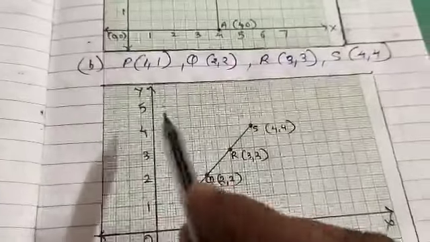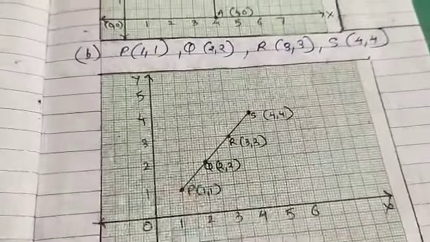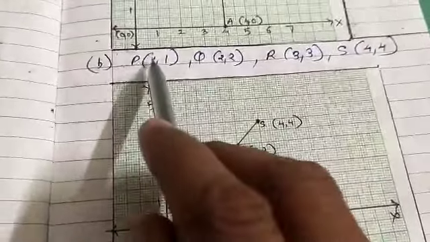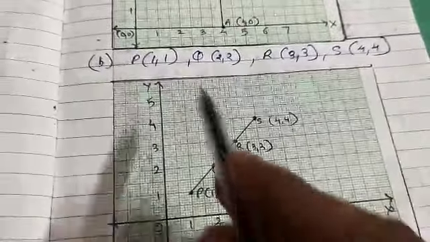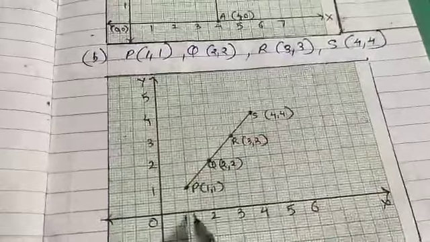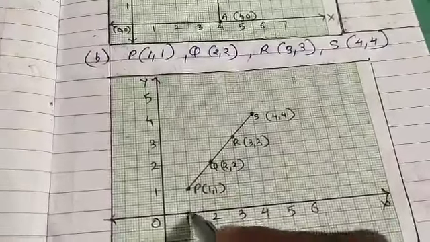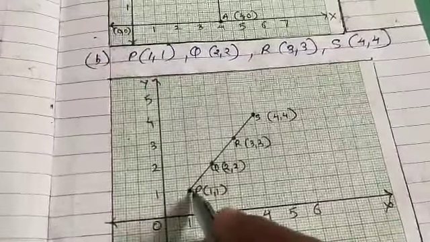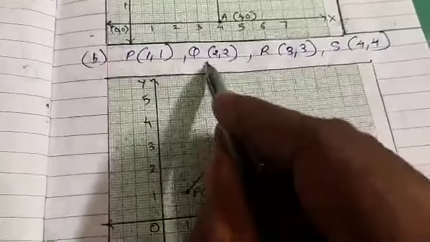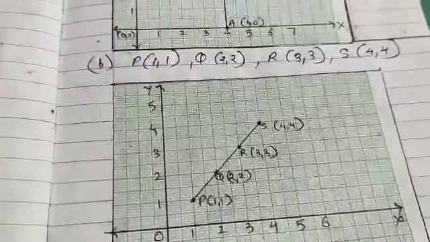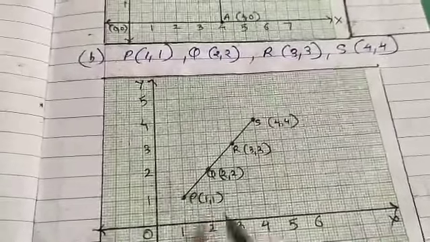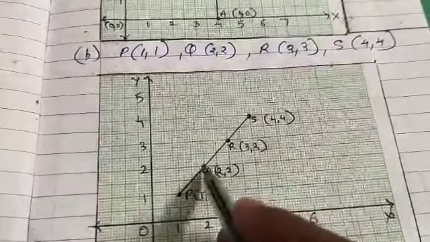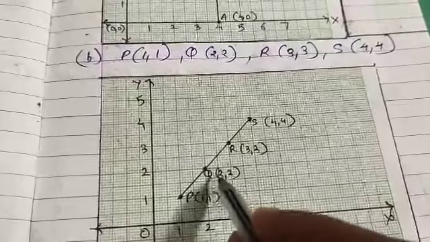Now the next one. First draw x-axis and y-axis. Then the value of P is (1, 1), that is value of x-axis is 1 and y-axis also 1. Both will meet over here. Then value Q, that is (2, 2), so x-axis 2 and y-axis 2. Both points will meet over here. So write Q, (2, 2).